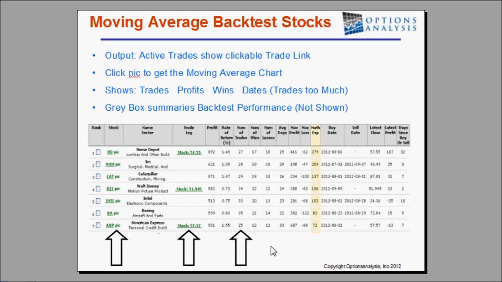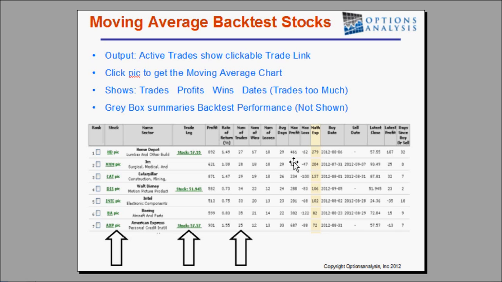Included in here is additional information showing you the backtest performance of a stock with moving averages. The column here, labeled number of trades, for example, shows how many times Home Depot has traded with moving averages. There were 27 times it traded in total. 17 of those were winners, 10 of those were losses. It averaged about 29 days between the buy and the sell signal.